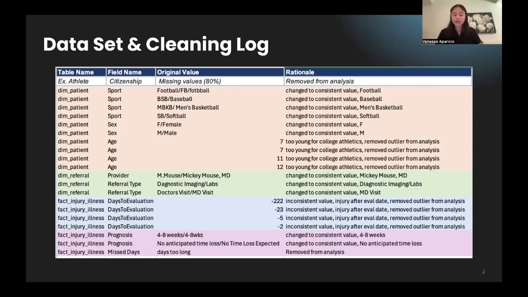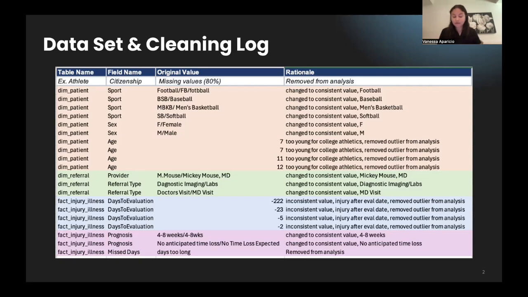After examining this data, I found a lot of inconsistencies, which you can see here. This included spelling errors, patient age, injuries after the initial evaluation, and extended missed days. I decided to correct any spelling errors. For example, diagnostic imaging was spelled incorrectly, or you can also see that football was spelled in an abbreviation and incorrectly. So I just made sure that all values were consistent across all of the tables.